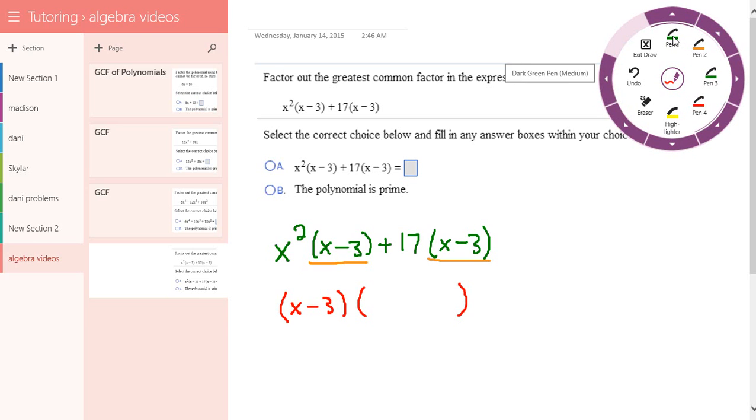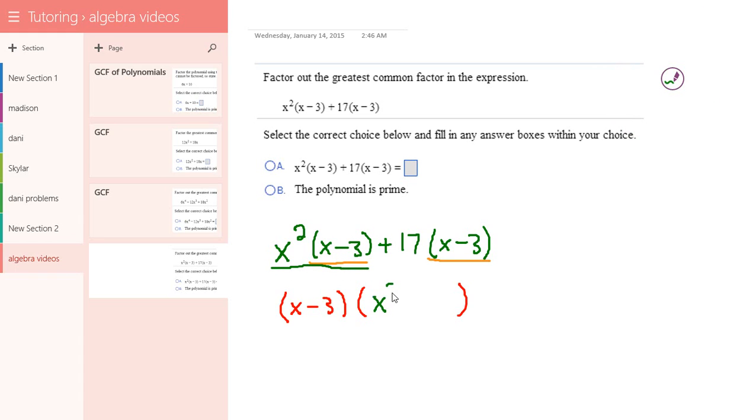Well, if I were to take out x minus 3 from this first term, that would leave me with x squared. And if I removed x minus 3 from this term, I would be left with a 17. The answer, pretty simply, is x minus 3 times (x squared plus 17). I hope it helps.